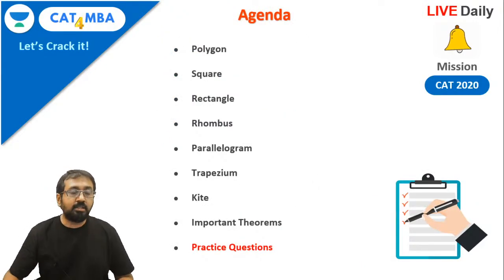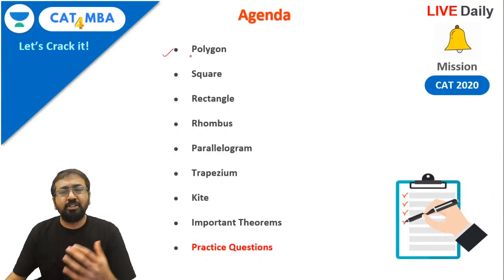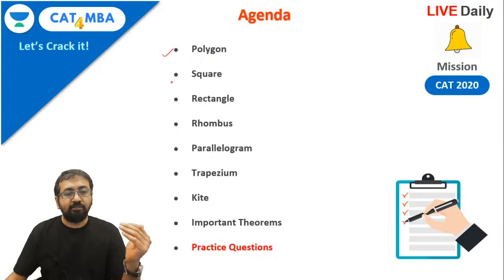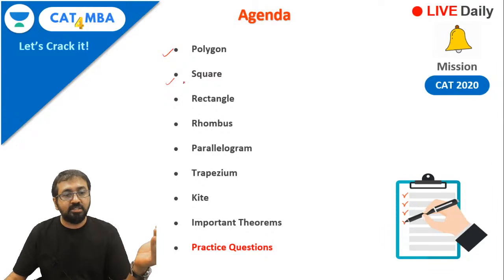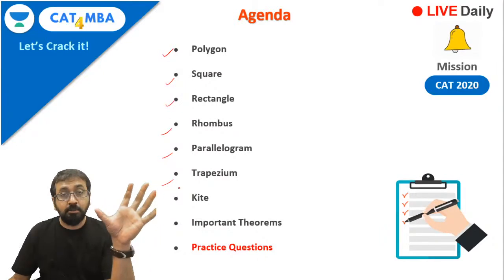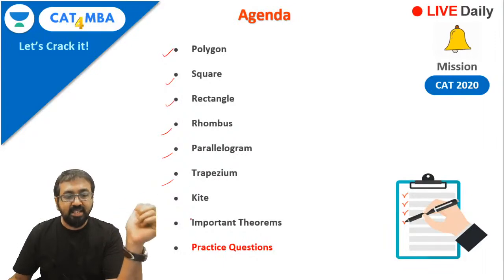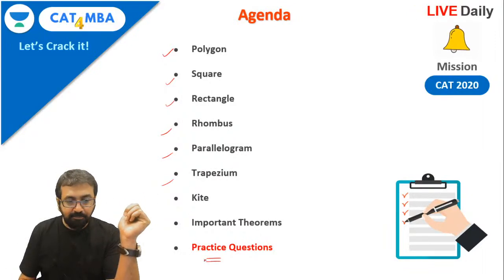And this is the agenda for today's session. We are going to quickly understand what a polygon is and what the different types of polygons are. Then we'll understand the different quadrilaterals, that is, four-sided figures: square, rectangle, rhombus, parallelogram and all, some important properties related to these, and then we'll practice plenty of questions.